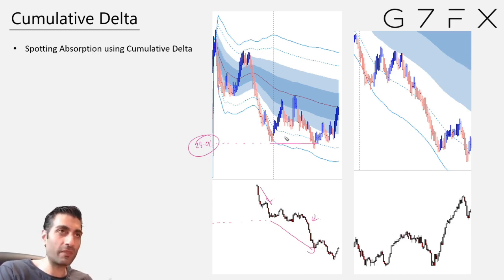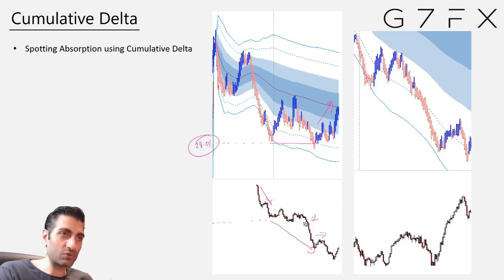Look, classic absorption. Buyers are doing what? Saying, thank you very much, thank you very much. Yep, I'll take that, I'll take that. Buyers are absorbing, and look what happens. Bang, the market goes up. You've seen it on the depth of market 100 times. Now you can see it on the chart. It's exactly the same thing.